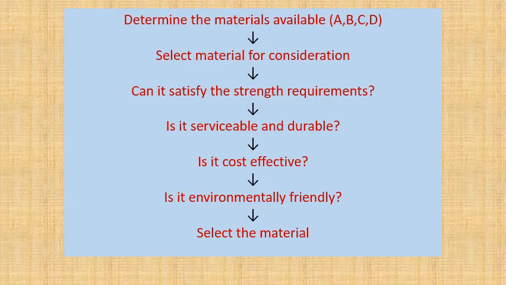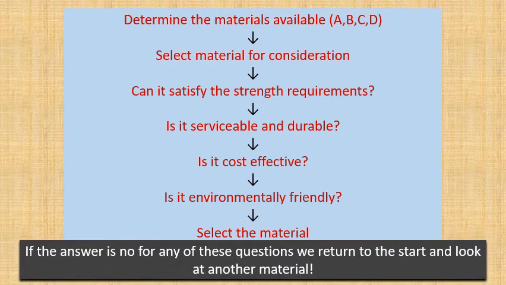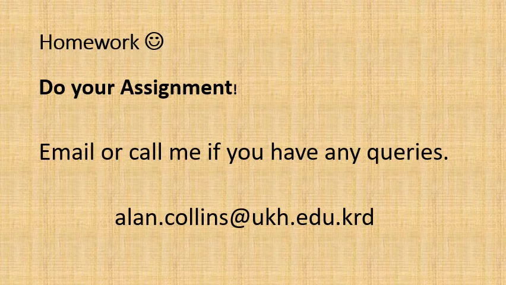So this is just a typical example of how you go about choosing material. What are the materials available? Is it strong enough? Is it durable enough? Is it serviceable enough? That means, can you maintain it? Is it cost effective? Diamonds are very strong, but I'm not going to be building my house foundation out of diamonds because it's too expensive. Is it environmentally friendly? That's becoming a bigger consideration in civil engineering all the time, and then you can select the material. If at any point the answer is no for any of these questions, we stop what we're doing and we look at another material. So that's the end of this lecture.